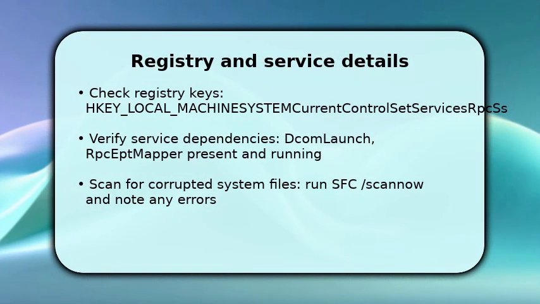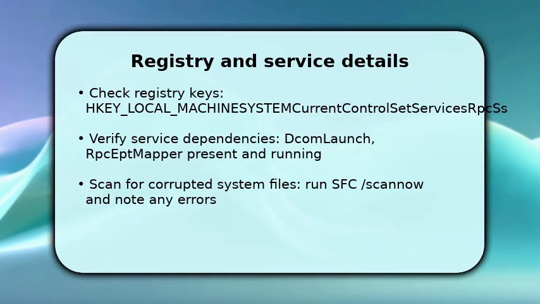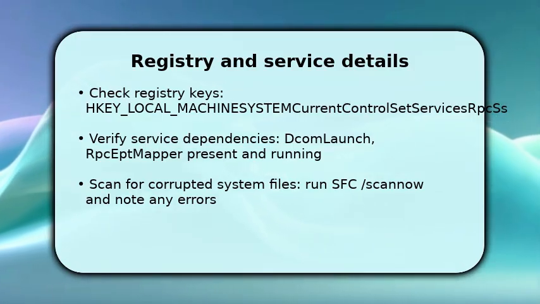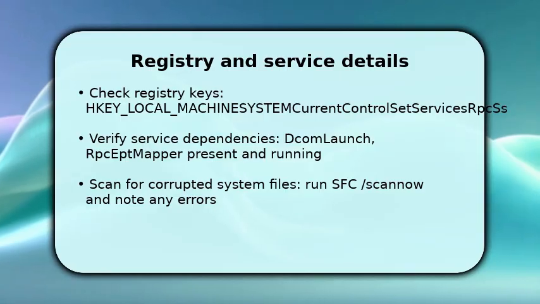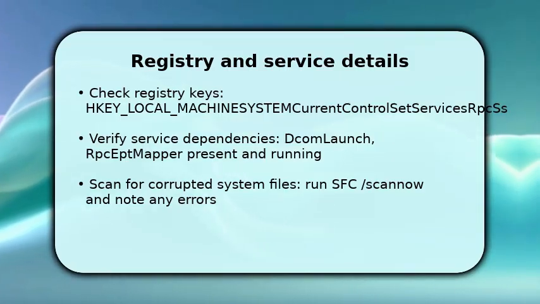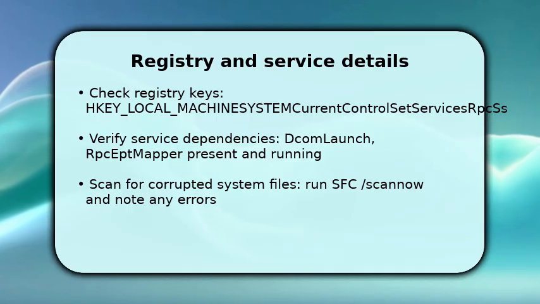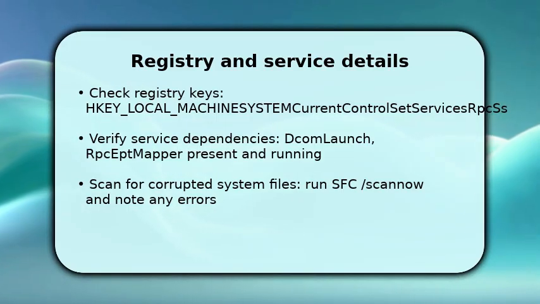Now dive into details. Open Regedit and confirm RPCSS keys exist and point to the correct image path. Missing or altered entries break startup. Then inspect services for dependencies like DCOM Launch and RPC Endpoint Mapper. Start them if stopped and set proper startup types.